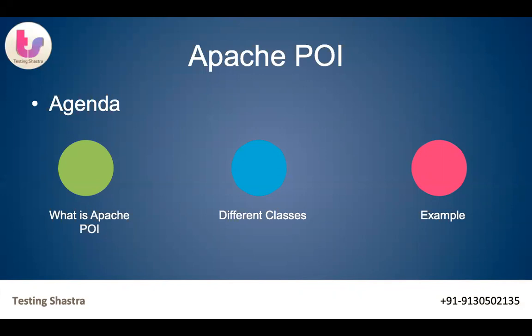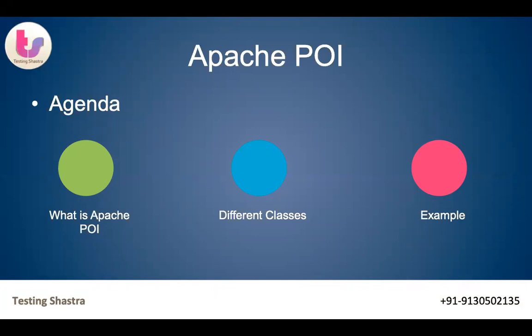Both libraries are quite famous in the industry today, and most of the companies are using JXL or Apache POI. But believe me, Apache POI is more famous. Why? Because it can handle XLS files as well as XLSX files. That is the biggest advantage Apache POI has. So let us start with the introduction of Apache POI first.